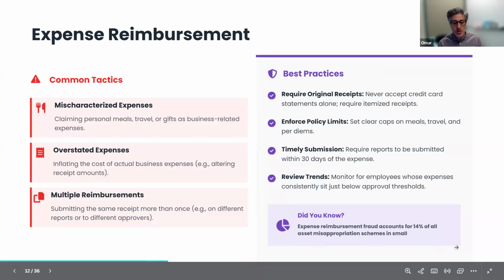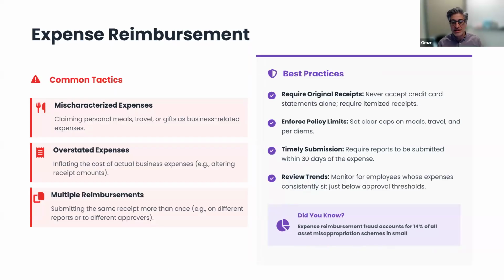Expense reimbursement. So I'm going to draw your attention right to the stat in the box on the right-hand corner there. So expense reimbursement fraud accounts for 14% of all asset misappropriation schemes. That should say in small nonprofits. Some common tactics: one, mischaracterized expenses, so claiming personal meals, travel, or gifts as business-related expenses. Overstated expenses, so inflating the cost of actual business expenses. And multiple reimbursements, so submitting the same receipt on multiple occasions.